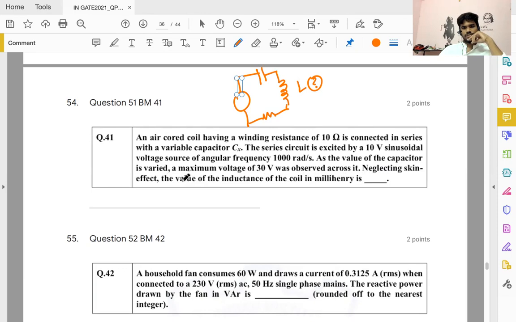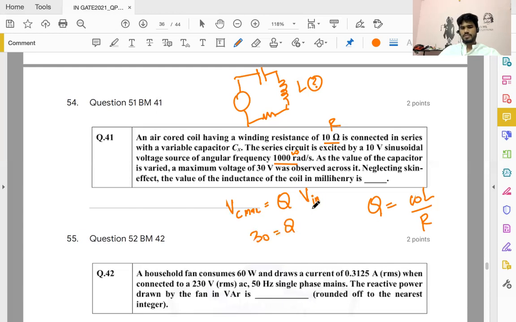One definition of the connecting link will be Q factor. I suppose Q factor is omega L by R. R is given. Omega is given. So if you know Q, you can find this. Now, how do you find Q? Q can be found from one more interesting definition given here: maximum voltage observed. VC max is essentially a definition of Q factor. Take the input voltage 10, multiply V in by Q, and you get the maximum voltage across a capacitor or an inductor. In this case, across a capacitor. So 30 is Q times 10. So Q is 3. Q is 3, you know that, then just find L.